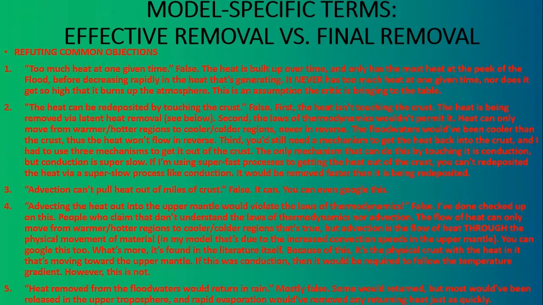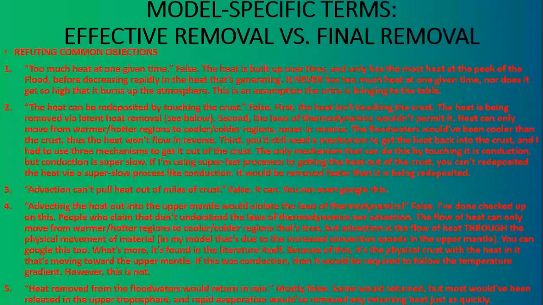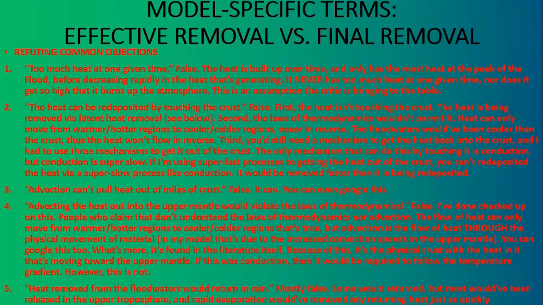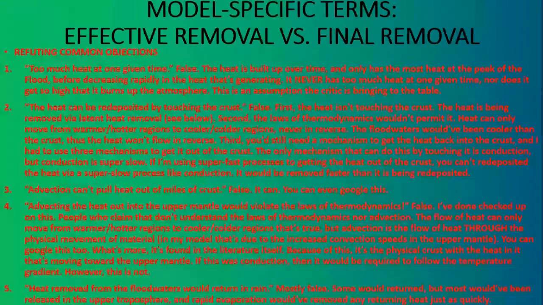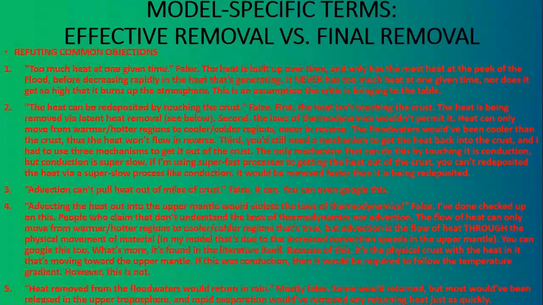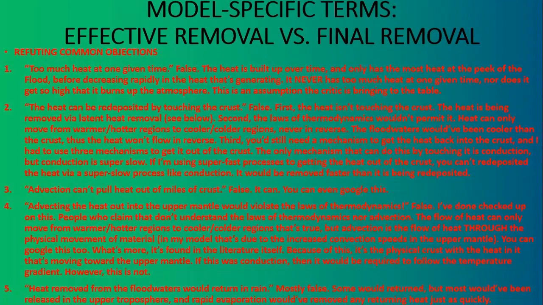Okay, advection can't pull heat out of miles of crust. False. It can. You can even Google this. Advecting the heat out of the crust into the upper mantle would violate the laws of thermodynamics. False. I've checked up on this. People who claim that don't understand the laws of thermodynamics nor advection. The flow of heat can only move from warmer or hotter regions to cooler or colder regions. That's true. But advection is the flow of heat through the physical movement of material.